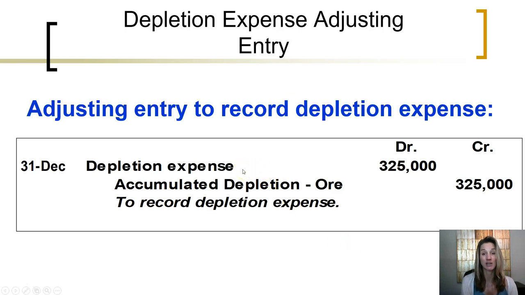The adjusting entry looks pretty similar to a depreciation entry for other long-term assets, and that is a debit to depletion expense for $325,000 and a credit to accumulated depletion for ore of $325,000. Accumulated depletion is a contra asset account.